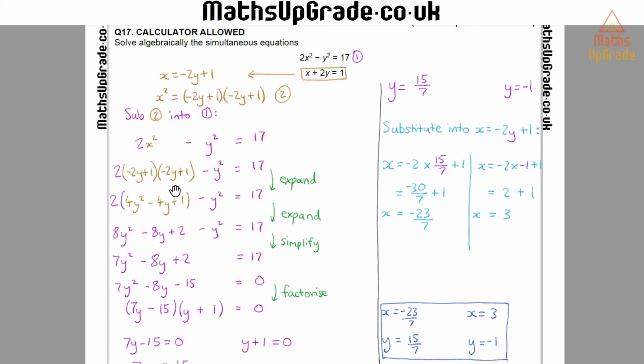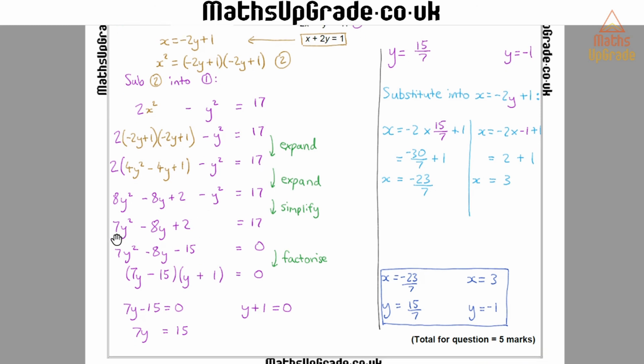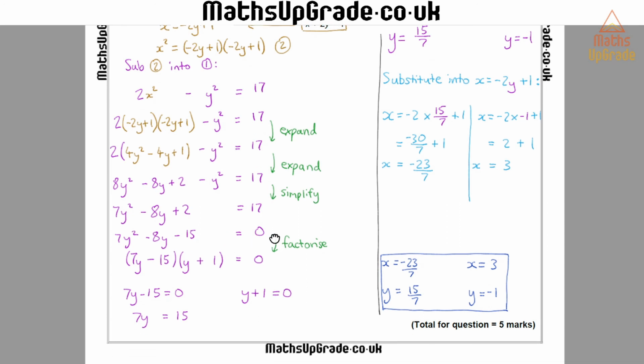If I expand the brackets, I've got two brackets, 4y squared minus 4y plus 1. Subtract y squared equals 17. Let's just expand this bracket now. So multiply everything inside the brackets by the 2 and subtract 17 from both sides, and I get 7y squared minus 8y minus 15 equals 0. I'm going to factorize this. That gives me 7y minus 15 and y plus 1 equals 0.